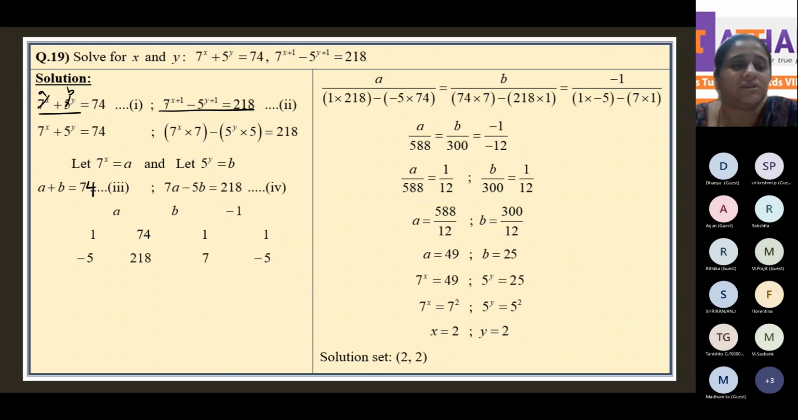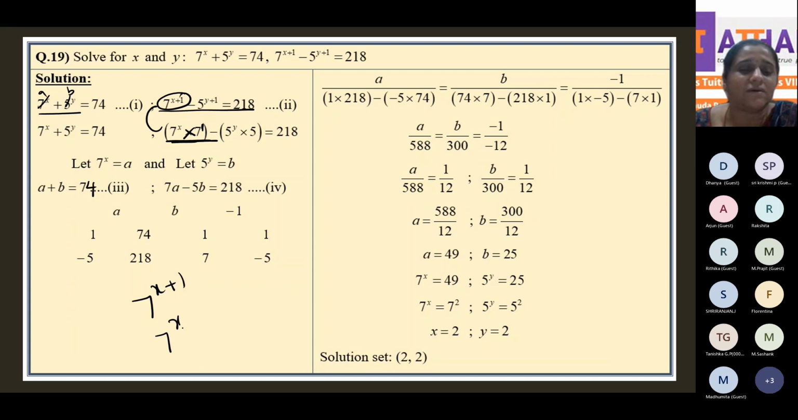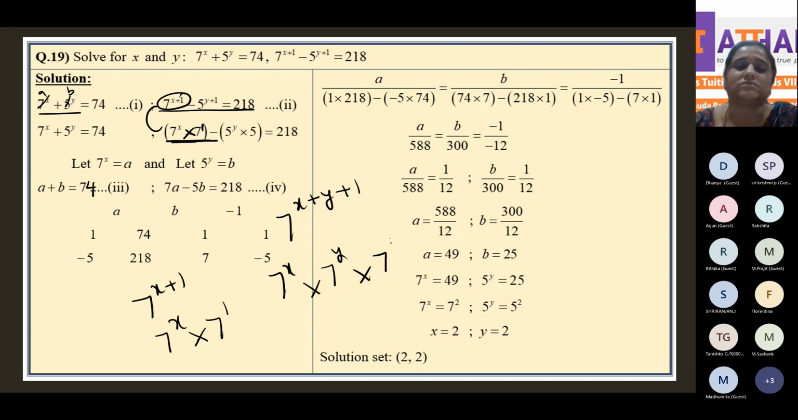In the next equation, we write this one as 7 to the power x into 7, which is 7 to the power 1. Bases are same, 7. It's multiplication, so we add the powers. So 7 to the power x plus 1. In other words, 7 to the power x plus 1 can be written as 7 to the power x into 7 to the power 1. Supposing you had 7 to the power x plus y plus 1, then you can write it as 7 to the power x into 7 to the power y into 7 to the power 1.